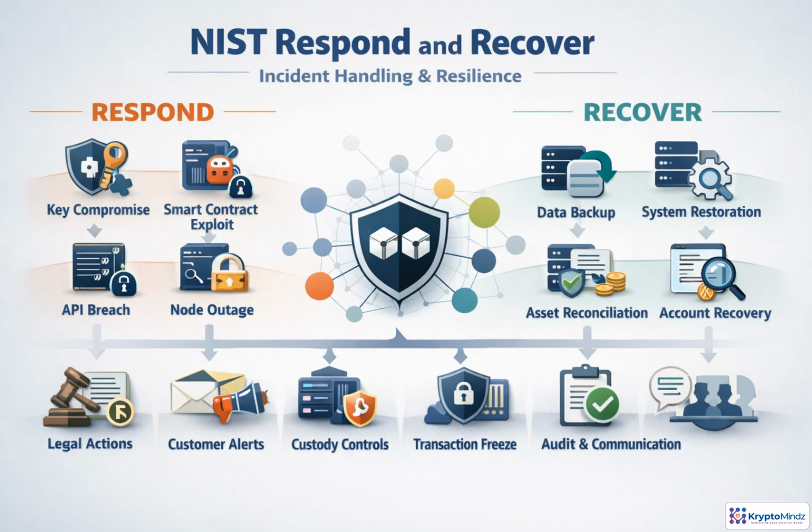When an incident occurs, respond and recover turn chaos into a controlled procedure. First, detect and triage what happened: a key compromise, exploit, API breach, outage, or sanctions trigger. Then contain the damage by pausing transfers, freezing transactions, revoking roles, rotating keys, or coordinating with custodians. Recovery means restoring systems from backups, reconciling assets and ledgers, and recovering accounts. Finally, document decisions, notify customers or regulators, and feed lessons back into stronger playbooks.